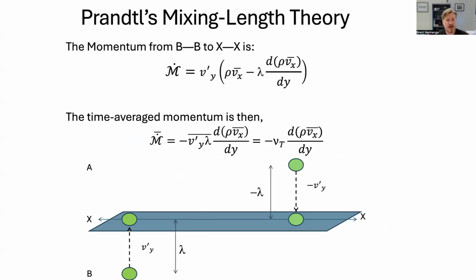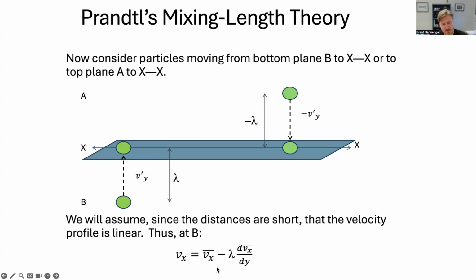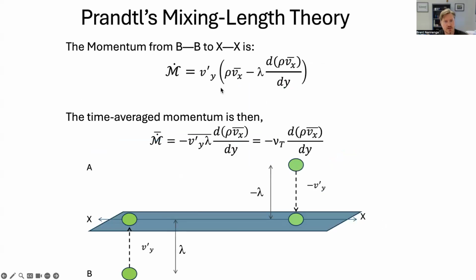Okay, we have a term here that's talking about the velocity. Now we're going to go from velocity to momentum. So the momentum going from B up to this X is going to be the fluctuation right here, times, again, using density and velocity to get our momentum. So this is just converting the equation we had before to a momentum equation.